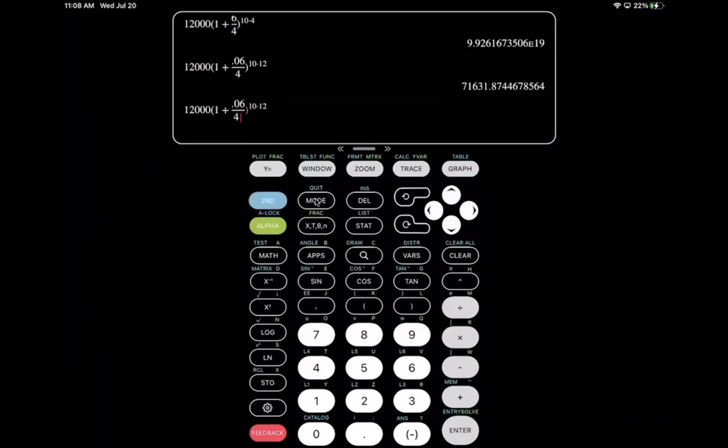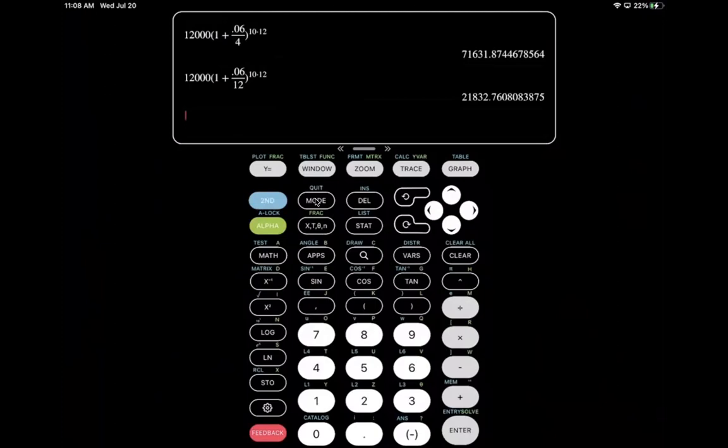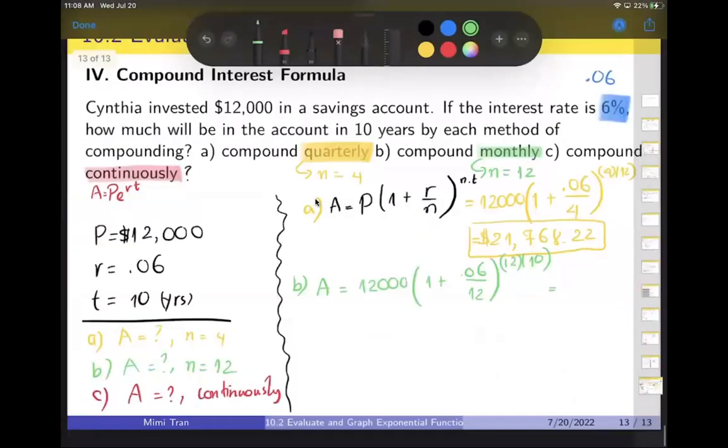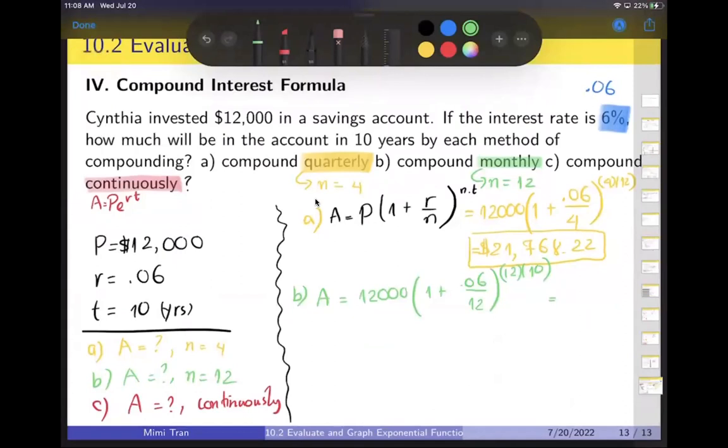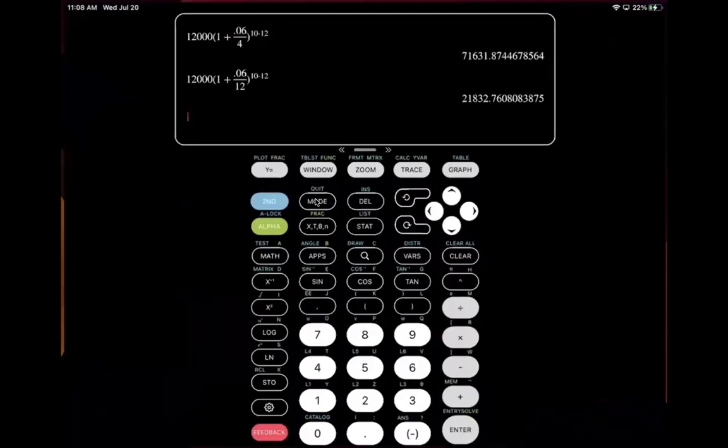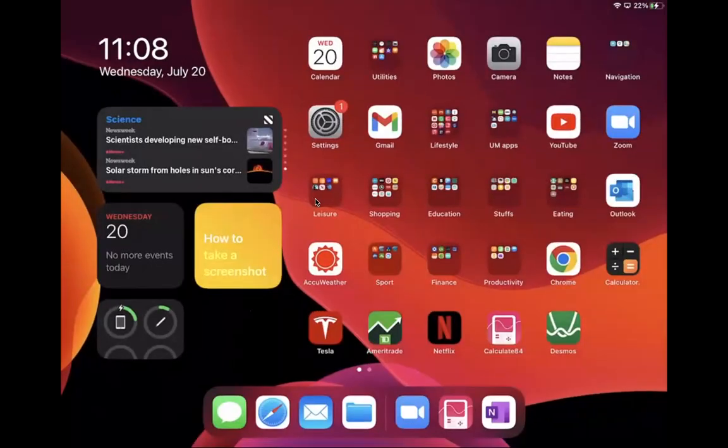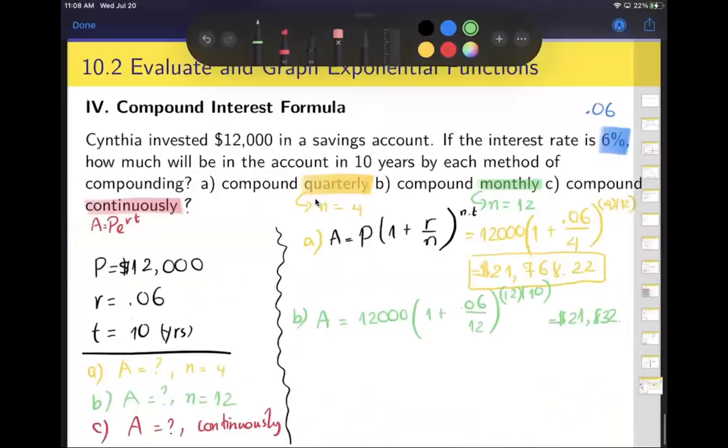Delete 12. Okay, now enter. All right, so roughly 21,832.76. Make sure you round it to the nearest cent.